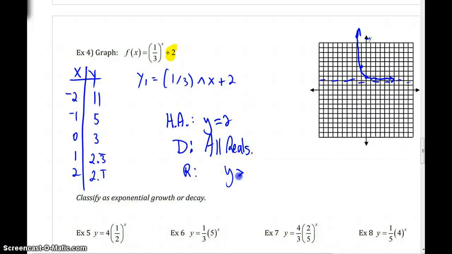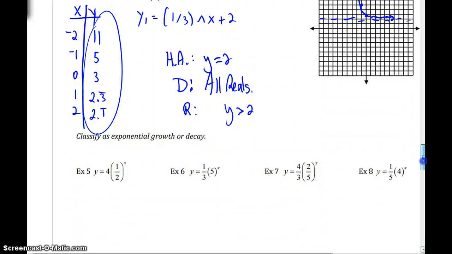Guess what your range would be? Y is greater than 2. The table shows it. You know, you can get close to 2, but you can't equal 2. You can get larger than it. The graph shows it as well. You're leveling off on a flat horizontal line around y equals 2, but your curve is above it. Your y values are greater than the y value of 2.